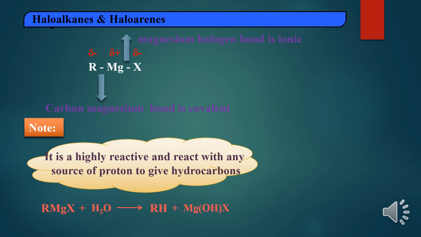Take an example. Grignard reagent RMgX. Now for proton, I will take water. If it reacts with water, it gives hydrocarbons easily. So with water or any proton source, it will give hydrocarbons.